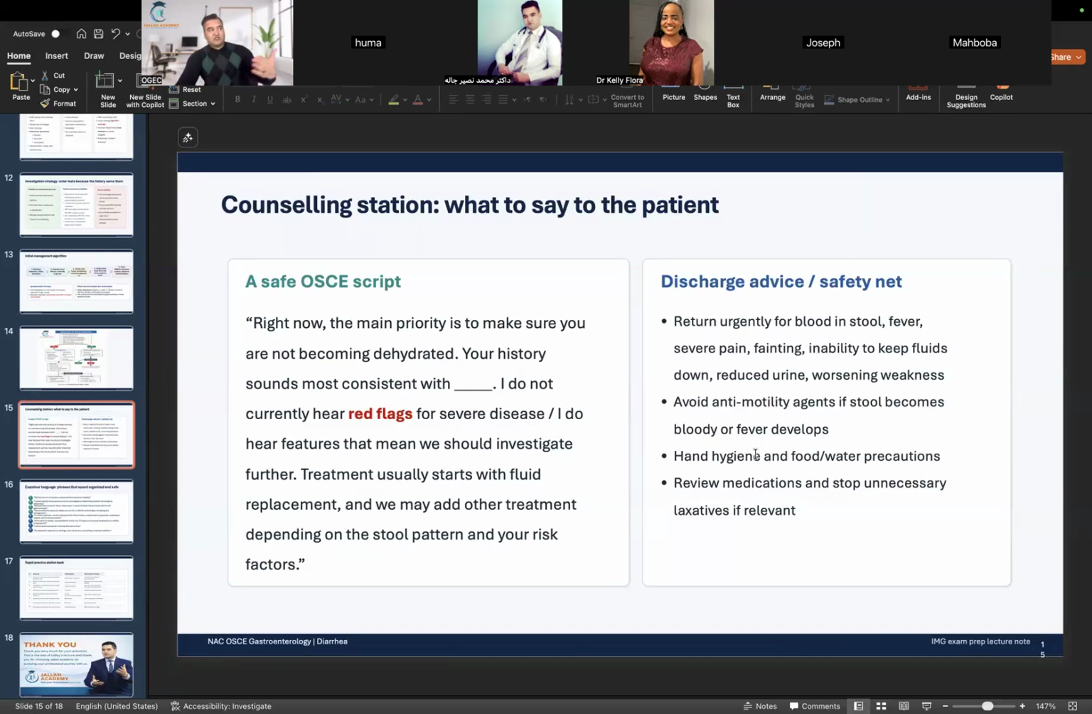Or for example, you're discharging the patient with diarrhea, you prescribe him loperamide, but you do not counsel him on when to stop it, and the patient gets complicated. Hand hygiene and food and water precautions, review the medication, and stop unnecessary laxatives if relevant.